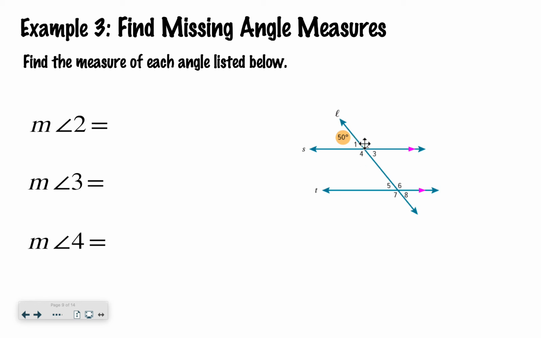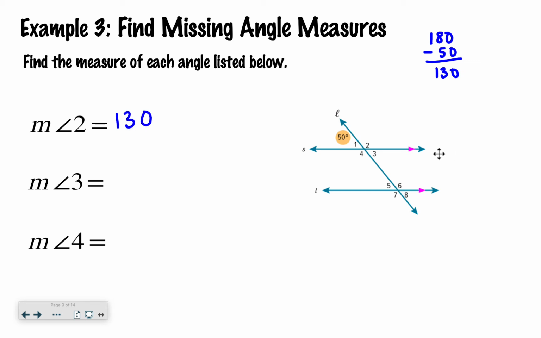So if I move on to angle 2, how are angle 1 and angle 2 related? Well, from our last lesson, I learned that when they form a straight line, they are supplementary. And supplementary means that they add up to 180 degrees. So I would say 180 minus 50, because that's what angle 1 equals. I would find that the measure of angle 2 is 130 degrees. So I would write 130.